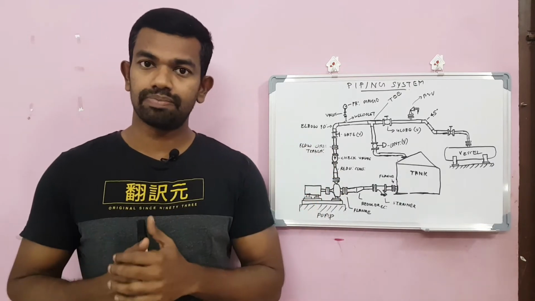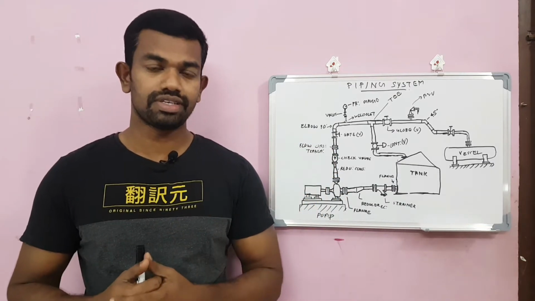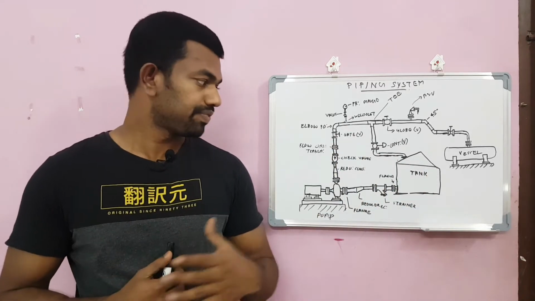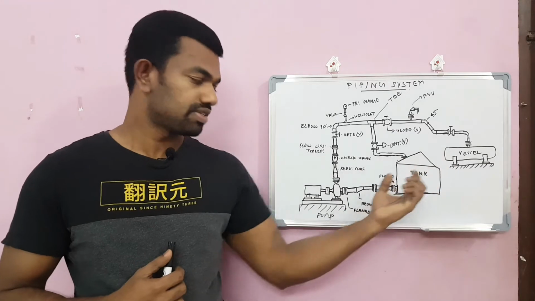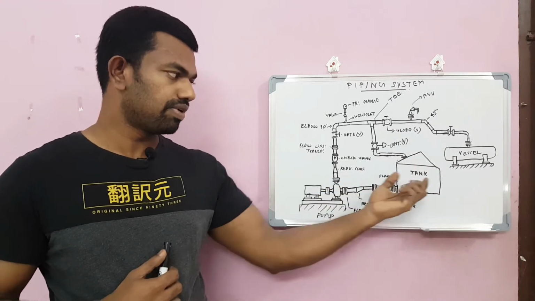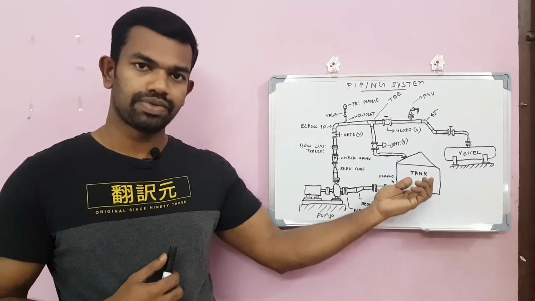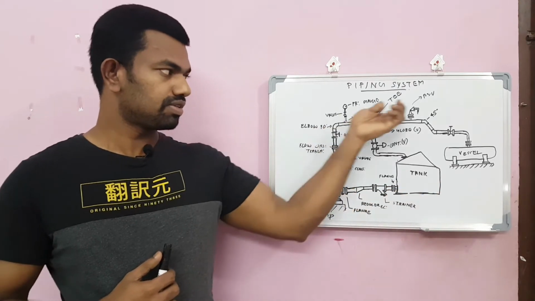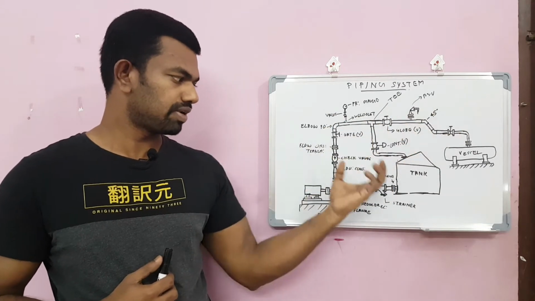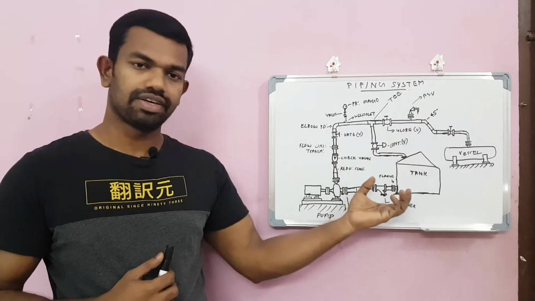In previous videos, I hope you already saw what the static equipments and the rotating equipments are. These are the static equipments. This is a pump, which is a rotating equipment. It will transfer liquids from this tank to this vessel. So these are the piping and its components to carry these liquids.